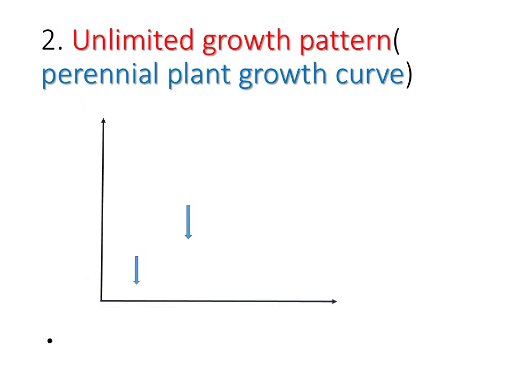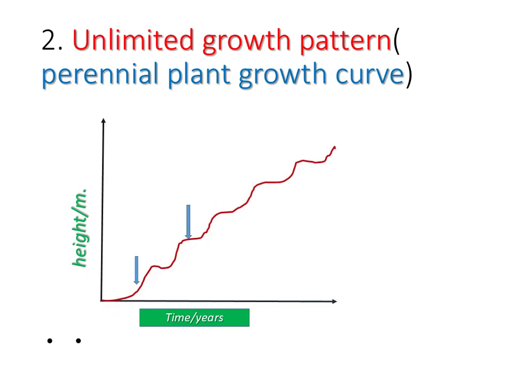We can use a graph also to illustrate the unlimited growth pattern, such that you can draw the graph of the perennial plant growth curve, and if we draw the graph of height in meters against the time in years, we can obtain the graph of this nature. As you see, that graph contains a series of sigmoid curves, and it has two main regions. We have the region of more growth and the region of little growth.